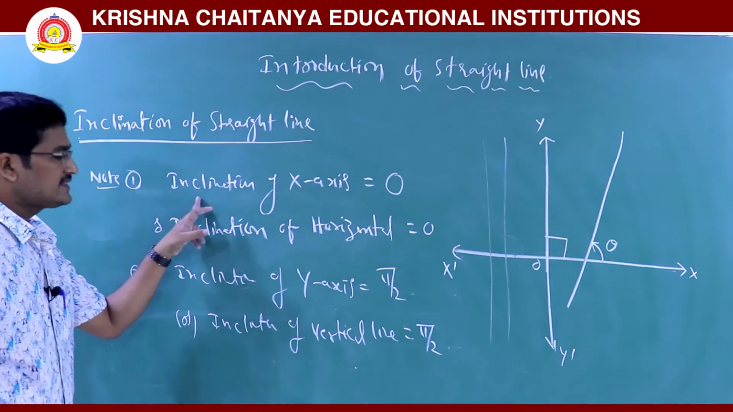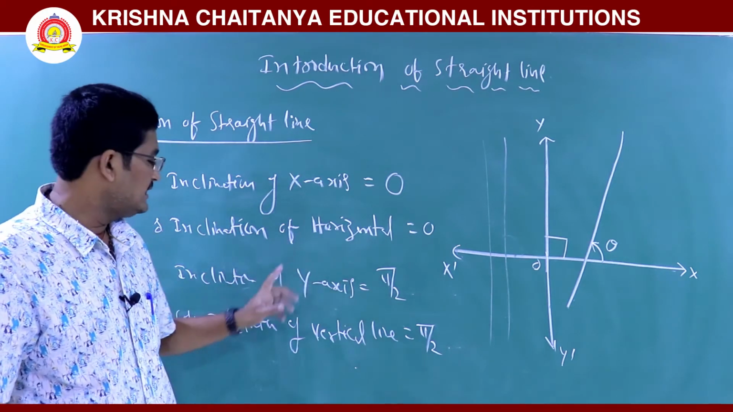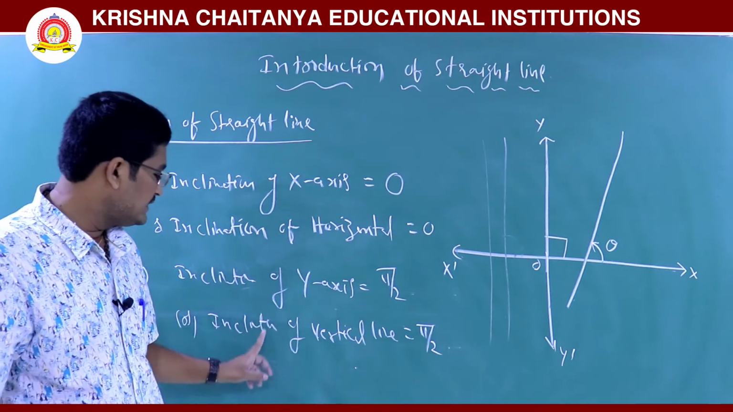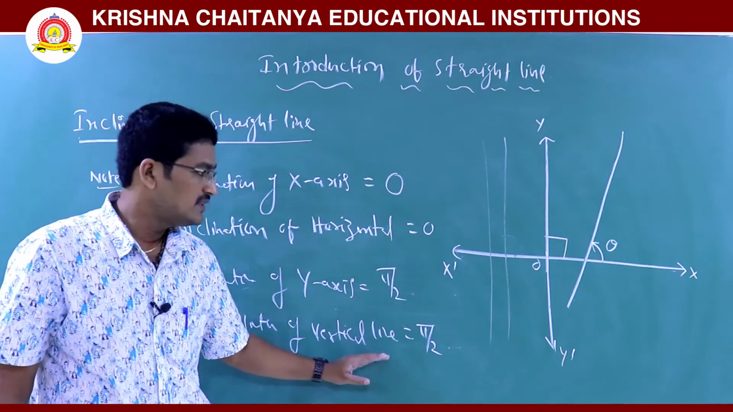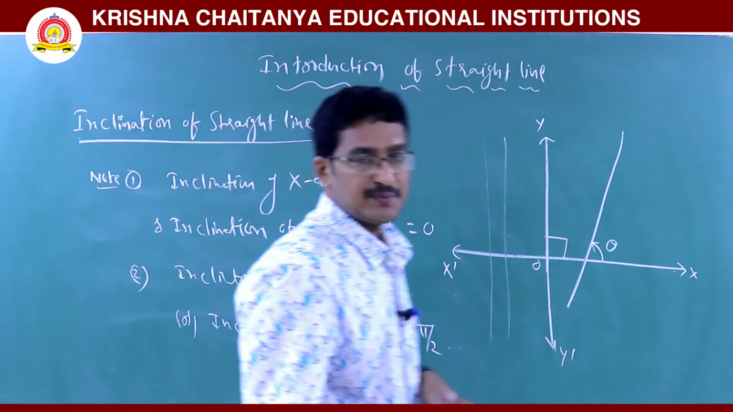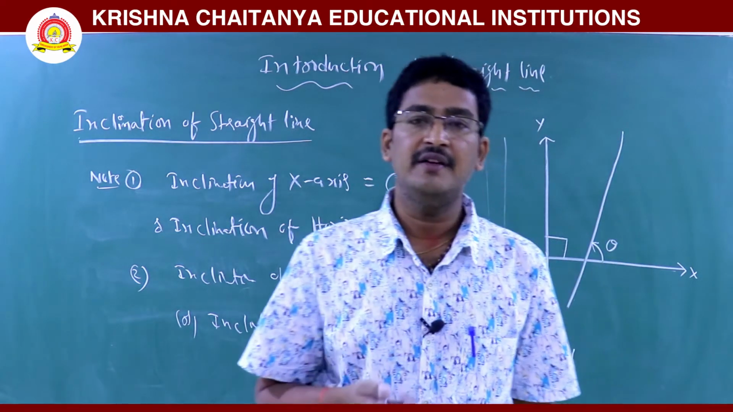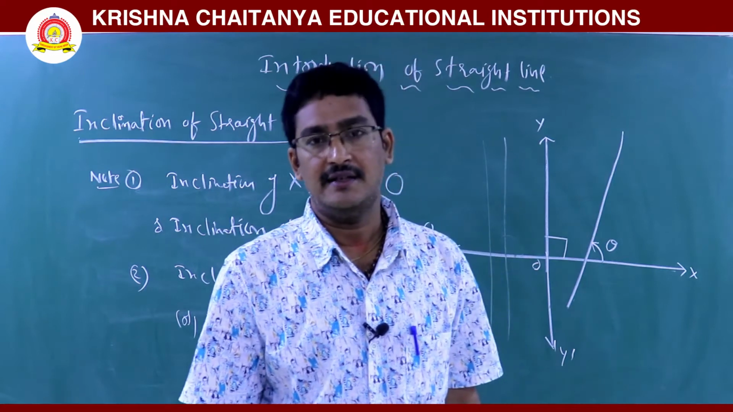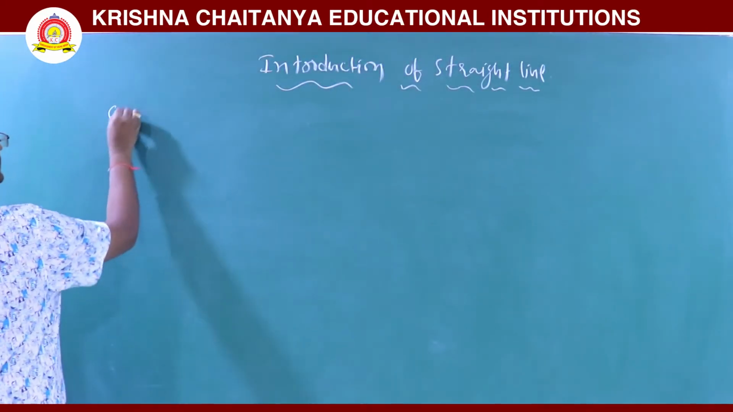So, inclination of x-axis is 0. Inclination of horizontal line is 0. Inclination of y-axis is 90. Inclination of any vertical line is 90. You have to remember this. So, by using this inclination of the straight line concept, let me explain now the slope of the straight line. It is very, very important, very useful in the topic straight lines. Next, slope of the straight line.